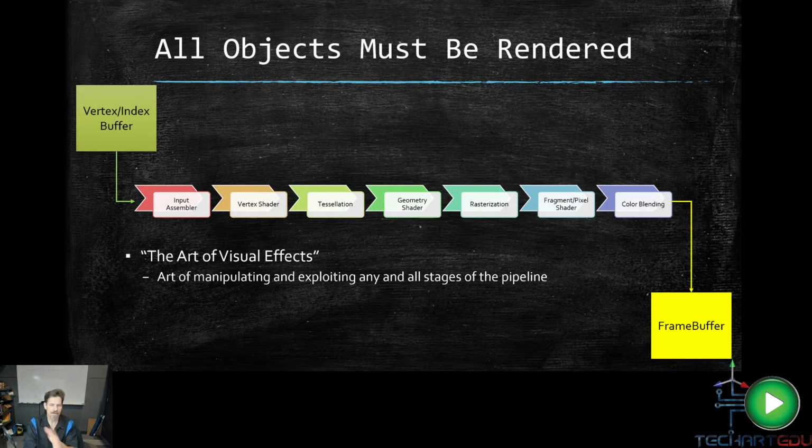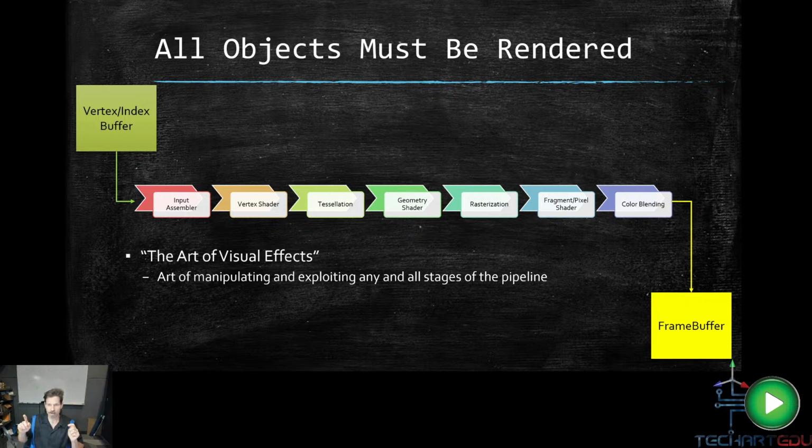Okay. As a reminder, here are the 7 stages of the rendering pipeline. Everyone has to conform to this, and if you master these 7 stages, then you truly master the art of visual effects, because you're going to be able to manipulate the pipeline at any one of these places.